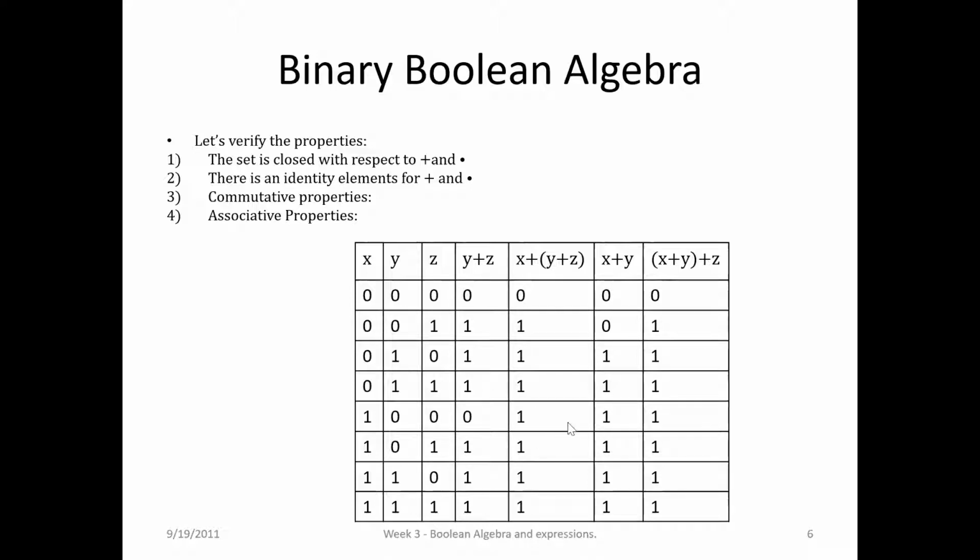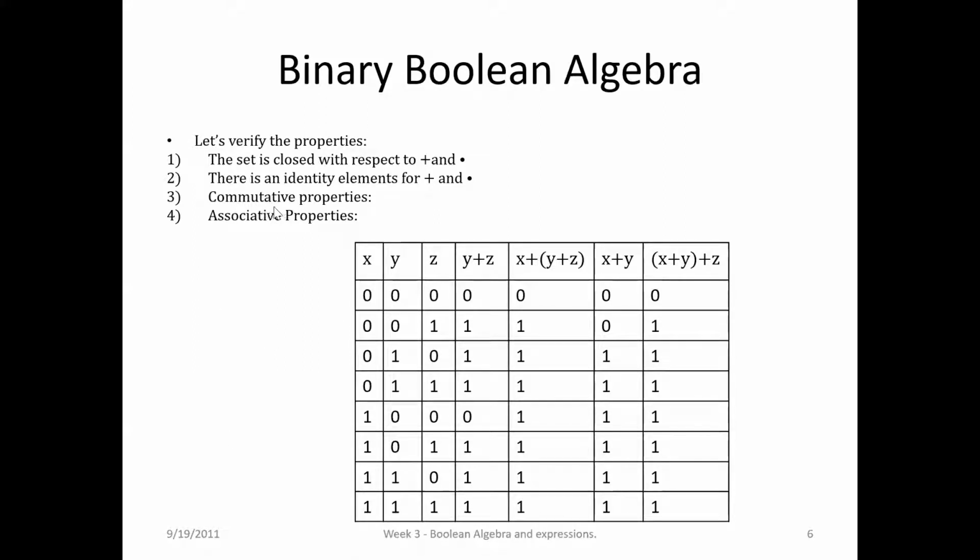I've got the output of the left hand side, x plus y plus z. When I go for adding z to this, again I consider this column and this column. So 0 plus 0, 0. 0 plus 1, 1. 1 plus 0, 1. 1 plus 1, 1. So wherever you find a 1 in any of the columns, in any of the rows in here, the output is going to be a 1. So now compare this column and this column, they are the same. So we prove that x plus y plus z is x plus y plus z.